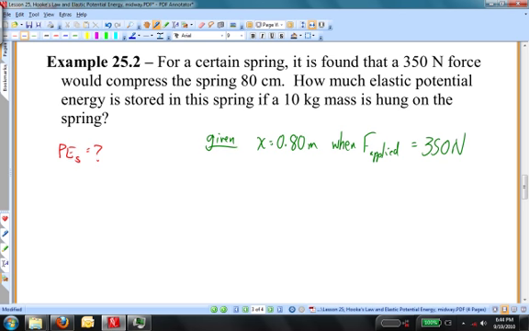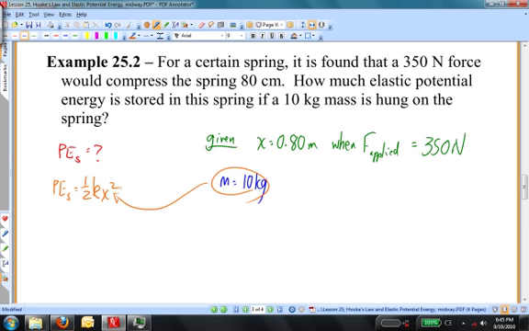We're also told that we want to figure out the amount of elastic potential energy when a 10 kilogram mass is hung on the spring. Now, what kinds of things relate those together? Well, we know that the elastic potential energy equation is 1/2 kx squared, but the x that we're looking for in this case is the x that occurs when the 10 kilogram mass hangs from it, not when the spring is compressed by this 350 Newton force.